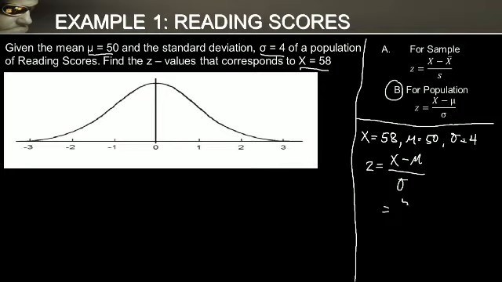Now, x, that is 58. Then, subtract it from the value of your mean, that is 50. And then, all over the value of your standard deviation, which is 4. Then, next, yung 58, isusubtract mo siya kay 50. So, 58 minus 50, that is 8. Then, all over 4. Now, therefore, our value of z is 2.